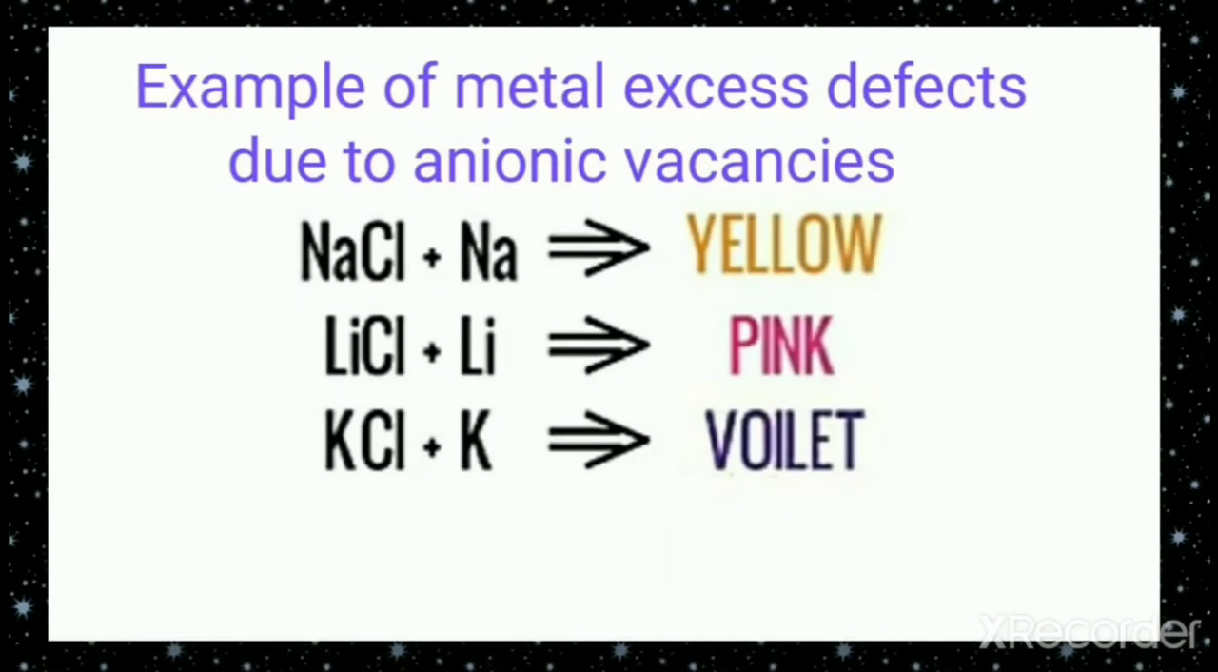In the same way that NaCl with Na gives yellow color, similarly lithium chloride, when it is heated in the atmosphere of lithium vapor, gives pink color, and similarly KCl with K gives violet color. So all these alkali metal halides give a coloration, and that is due to the excitation of the electron which is trapped in the anionic vacancy.